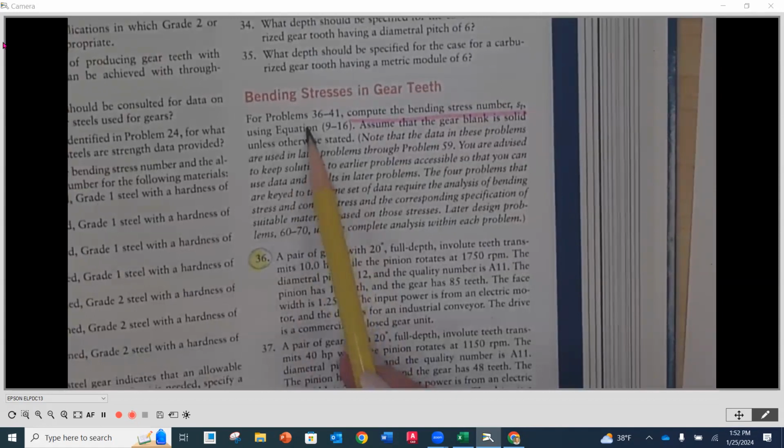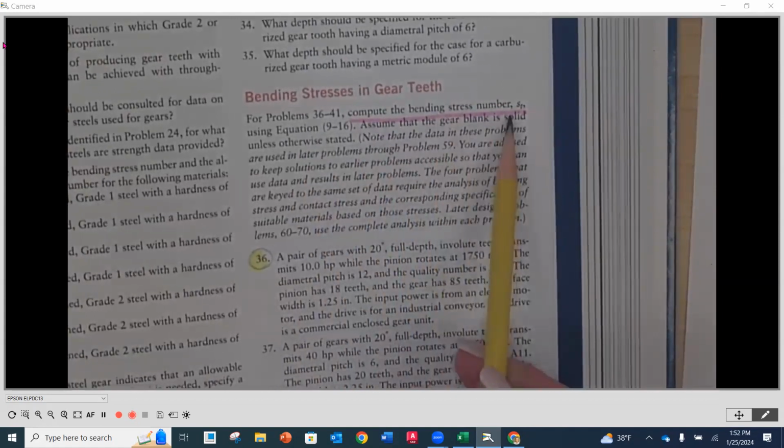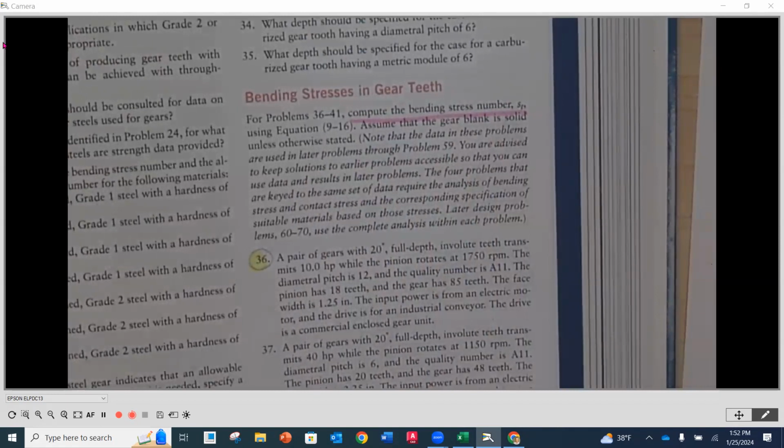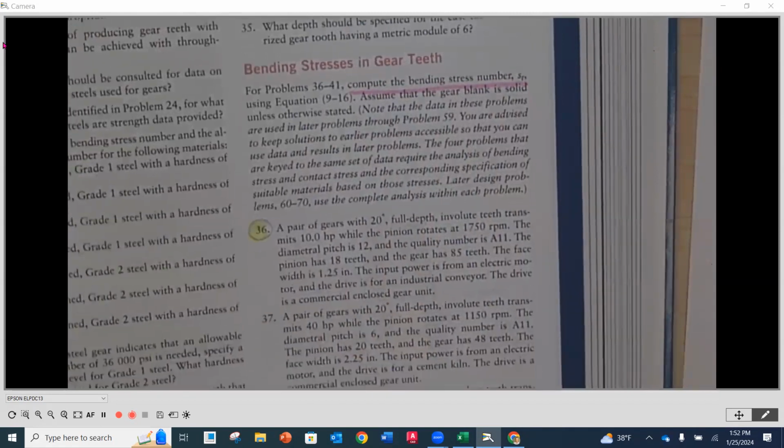for problems 36 through 41, we're going to compute the bending stress number. And that's just the first one without any of those extra factors. Without the X's, the Y and the Z factors. And what you're going to do is they're giving you this information. We have a pair of gears, 20 degree, full depth involute tooth, 10 horsepower. And we have a pinion that is going to rotate at 1750 RPMs. The diametral pitch is 12. The quality number is A11. The pinion is 18 teeth. The gear has 85 teeth. So they're giving you that information.